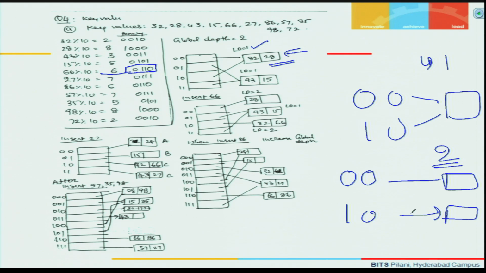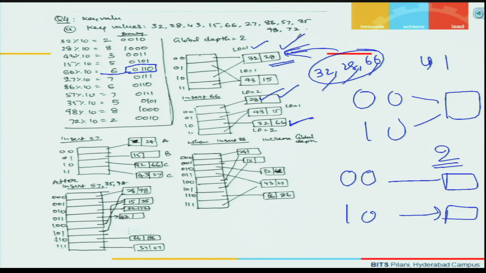After splitting or expanding, now I will distribute. Initially when 66 was inserted, everything was hashed to the same bucket: 32, 28 and 66. Now since there is a split bucket available, I can redistribute these records based on the local depth 2. All the records ending with 00 will get into this bucket, and all the records ending with 10 will get into this one. That's why 28 has gone into this and 32 has gone into this. If you carefully observe, the local depth of the first bucket was increased to 2, but the local depth of the second bucket is still 1. That means 01 and 11 are still pointing to the same bucket.